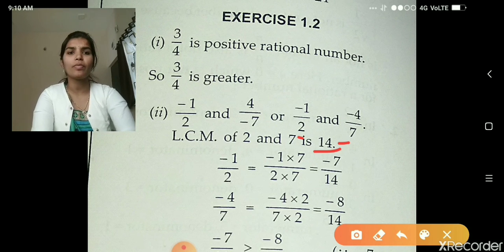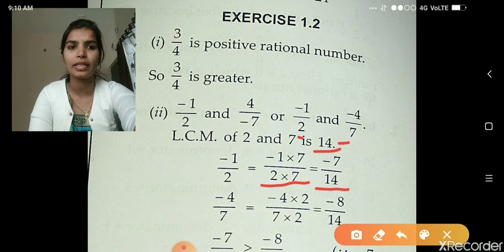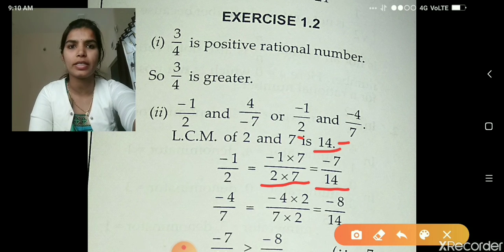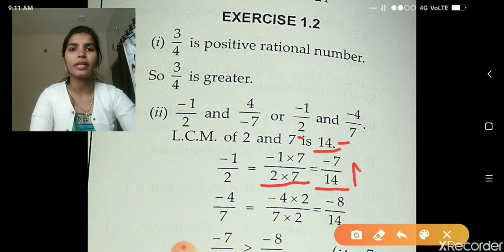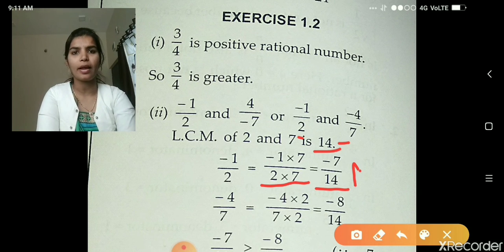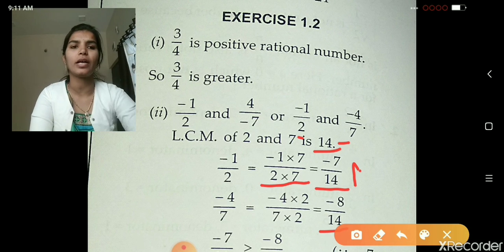Here, minus 1 by 2, we make the denominator 14 by multiplying the numerator and denominator by 7. So minus 1 into 7 is minus 7, and 2 into 7 is 14. So our first rational number is minus 7 upon 14. Then the second rational number is minus 4 upon 7. We want to make the denominator 14, so here also we multiply the numerator and denominator by 2. So our rational number is minus 8 upon 14.